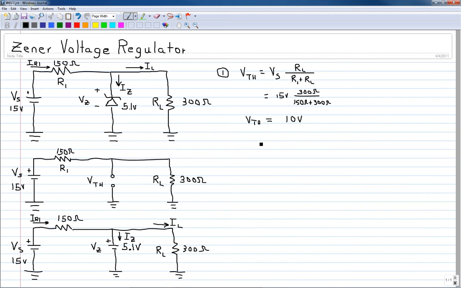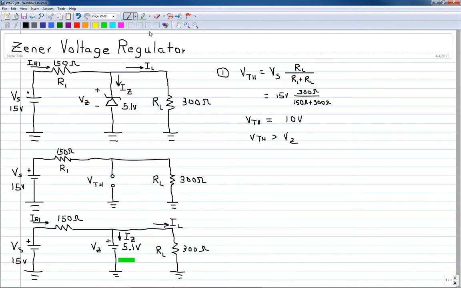So VTH is greater than V sub Z, thus the Zener is in regulation. So we can proceed with the analysis. So now we'll go to our next circuit and we replace the Zener with its equivalent model, which in this case would be a 5.1 volt supply. We now can analyze the circuit.